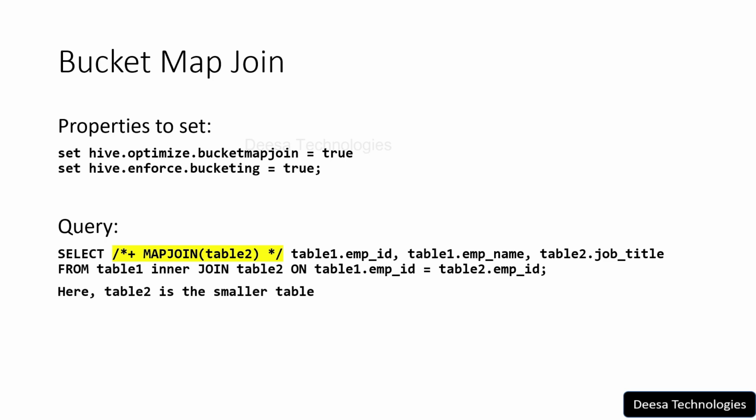So this is the query here. Table 2 is basically the smaller table. There's no change from the previous query, the only change is the properties that we set. And if both these tables are bucketed on the same id, and if they are in multiples of each other, then the map join that happens is called a bucket map join. That's the only difference, guys. There's no difference in terms of how we write the queries, but the preconditions, the bucketing and other things that I mentioned, need to be satisfied for it to be called a bucket map join, right?